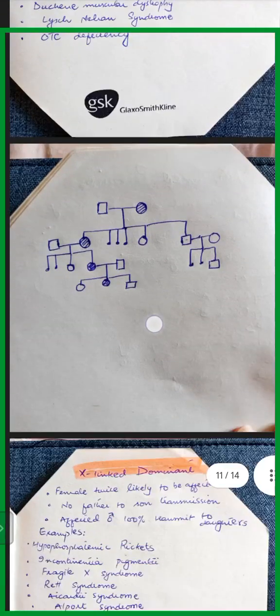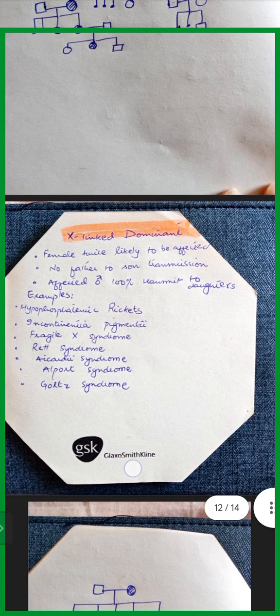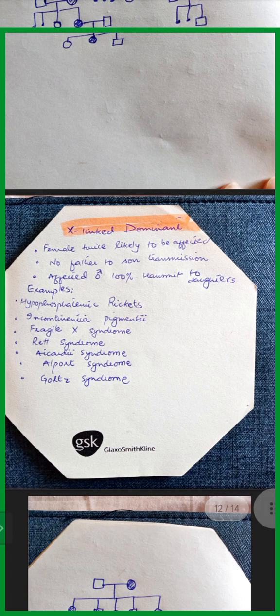Okay, we did this. This is X-linked dominant. Females are twice as likely to be affected, there is no father to son transmission, and an affected male 100% transmits to the daughters. Examples: hypophosphatemic rickets, incontinentia pigmenti, fragile X, Rett syndrome, Aicardi syndrome, Alport syndrome.